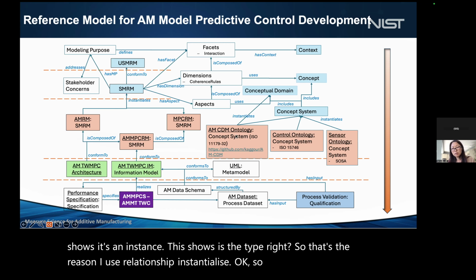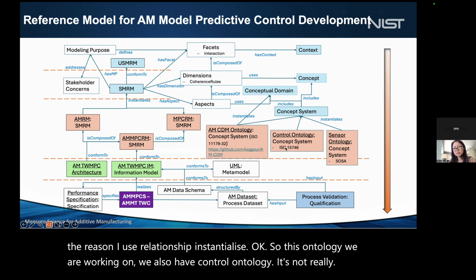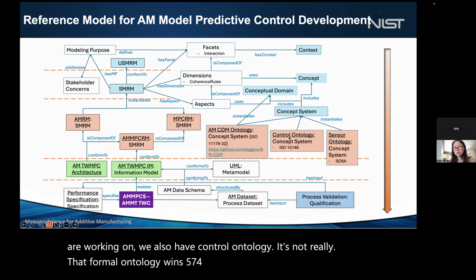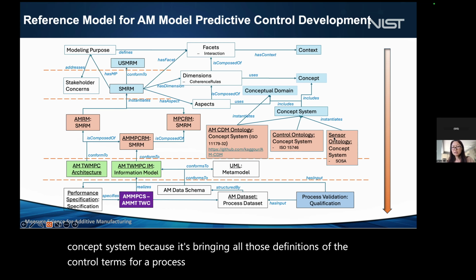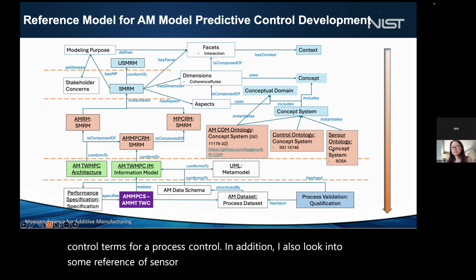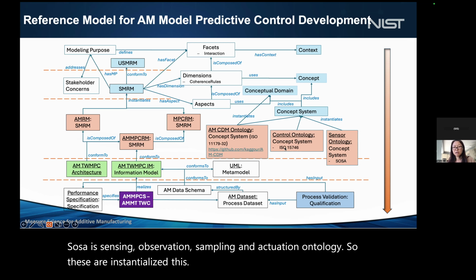So for this ontology we are working on, we also have a control ontology. It's not really that formal an ontology. ISO 15746 is about control, so it's also a concept system because it's bringing together all those definitions of the control terms for process control. In addition, I also look into some reference sensor ontologies, like SOSA, the sensing, observation, sampling, and actuation ontology, which is also a concept system. So these are instantiated this way, okay? This is a class, these are instances.